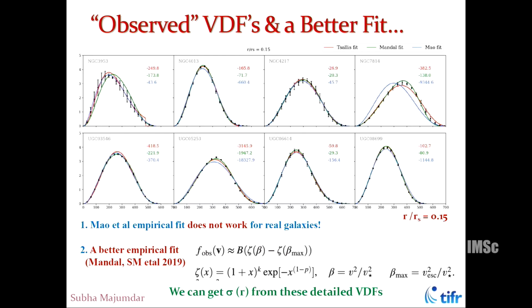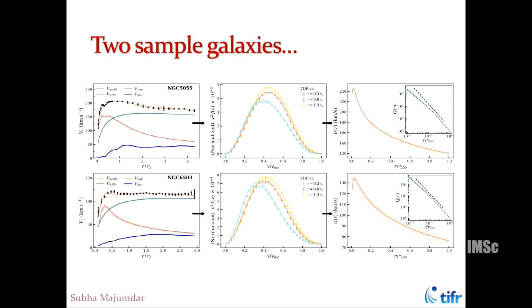And we can fit it very well with our own fitting function, which is much better than what Mao et al. did 10 years back. So we get this for all of these galaxies, and we can get the sigma from there. Let me give an example of these two galaxies.